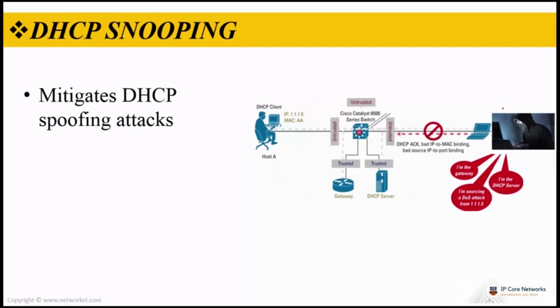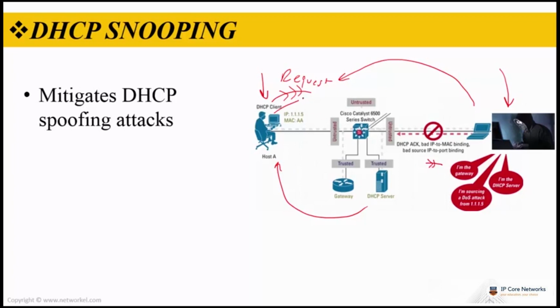In the DHCP spoofing attack, here we have a hacker and here we have a client. If this client wants to receive a DHCP setting, it is going to make a DHCP request. And if the hacker replies to the DHCP request instead of the real DHCP server, this guy can be the default gateway for the client, and the client can send all information to the bad guy.